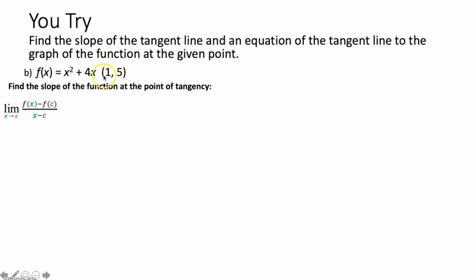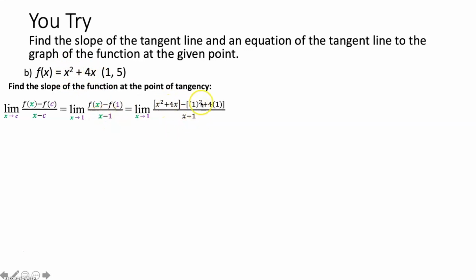Now again, our c value is going to be the x coordinate of our point of tangency. So in this case, that would be 1. So we're going to plug in 1 here, here, and here for our c values. Now, what we're going to do is plug in f of x, which we know is x squared plus 4x. That's going to go in here. F of 1 is just this function when we plug in 1 for x here and here, and then x minus 1 stays like that.